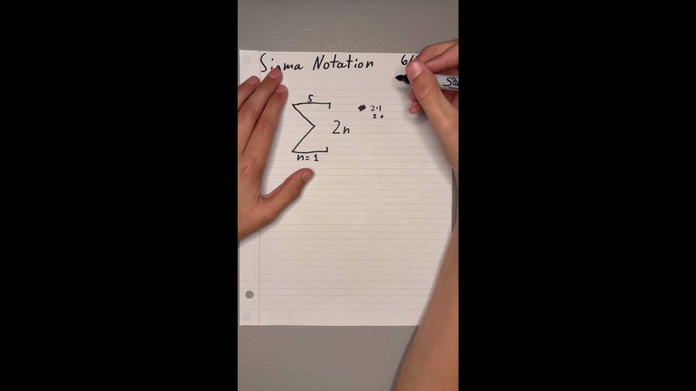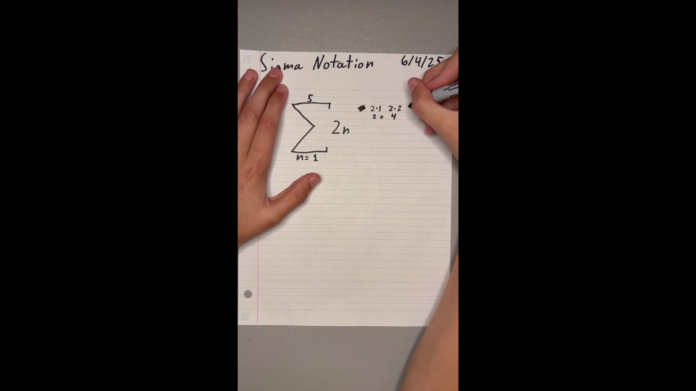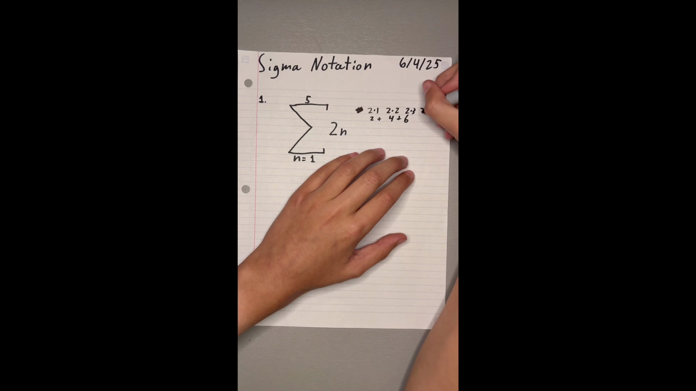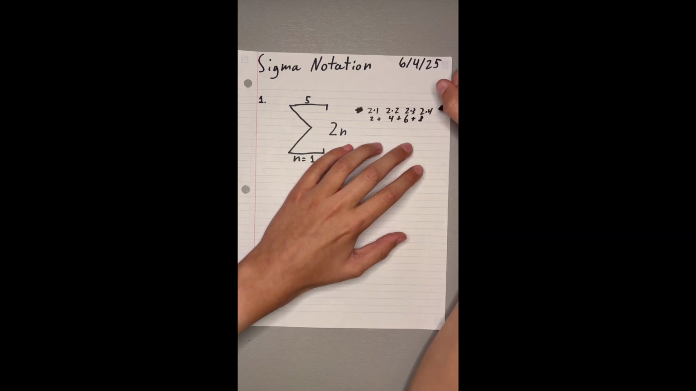So now let's apply our rule to the next number. The next number is 2 because each time we add 1 to n to find the next value of n, we apply our rule to. So 2 times 2 is 4. Then we have 2 times 3, which is 6. Then 2 times 4, which is 8, and finally 2 times 5, which is equal to 10.